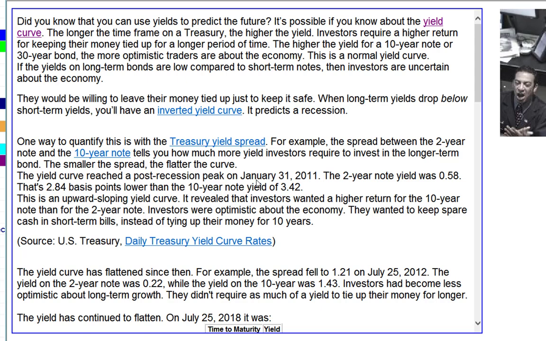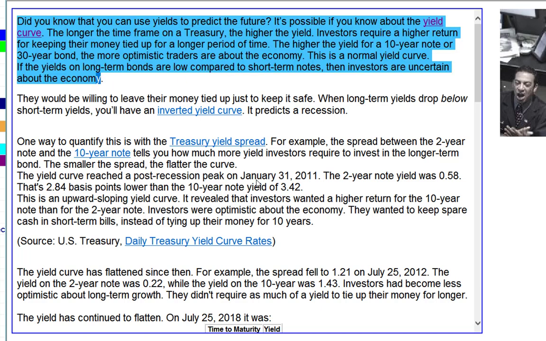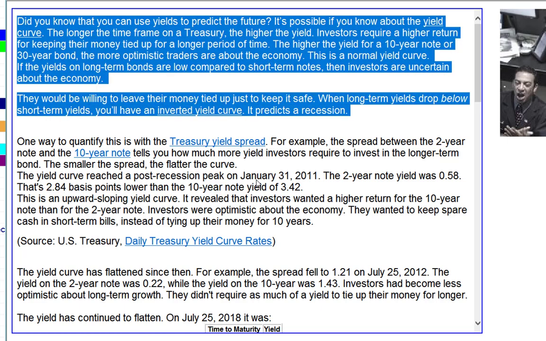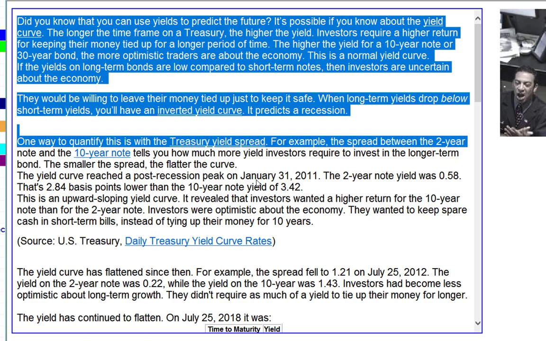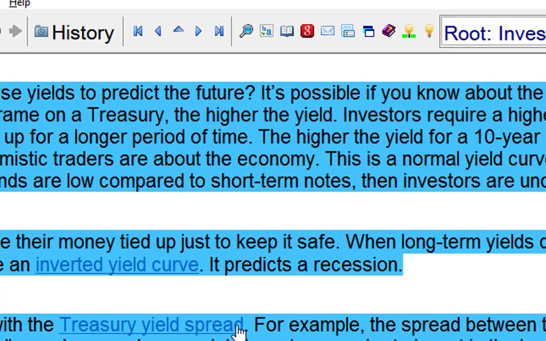Okay, if I didn't have incremental reading, I'd be in a state of panic right now. Too many things at the same time. Too many things I don't understand. This I'll read later. Hold on, too many things. The smaller the spread, the flatter the curve. Jesus, do they explain this curve?